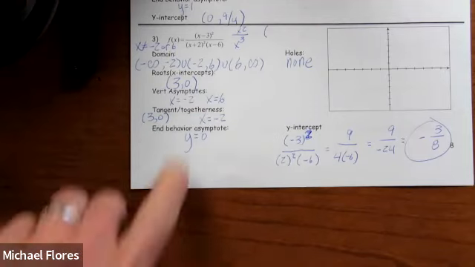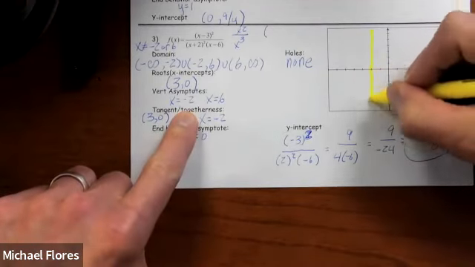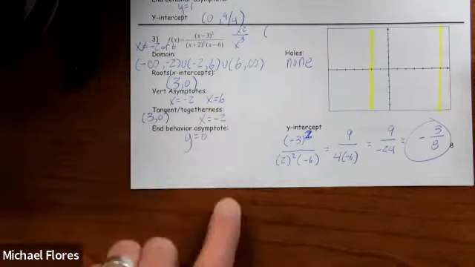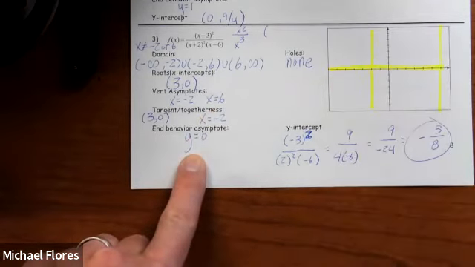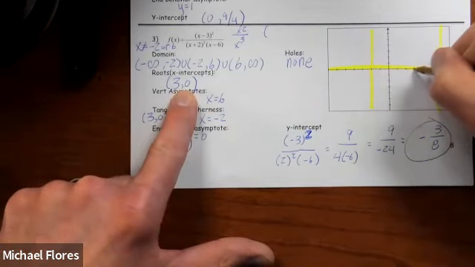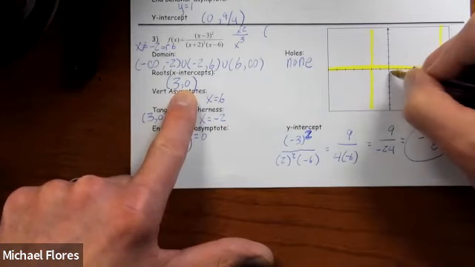I'm going to start by plotting the vertical asymptotes. And now the horizontal. X-intercepts. And now y-intercepts.